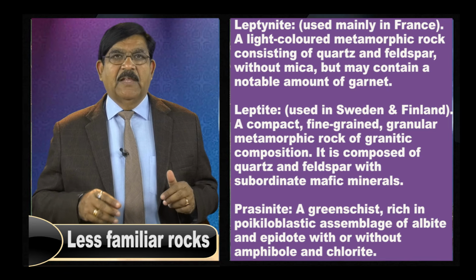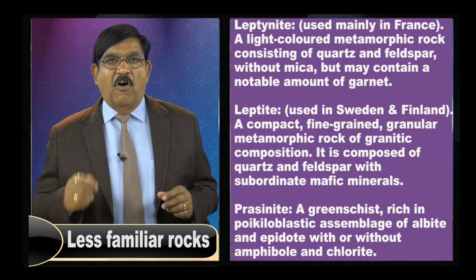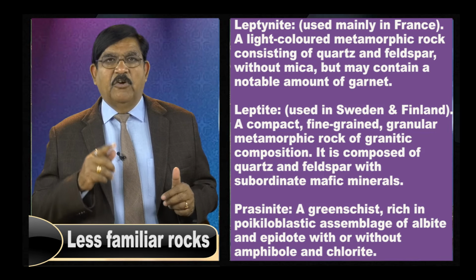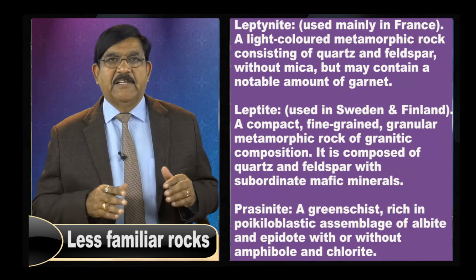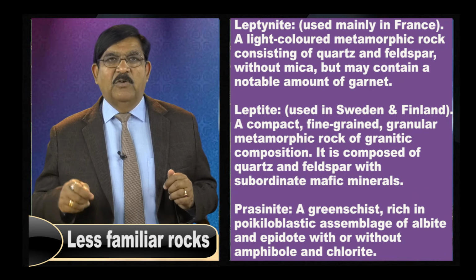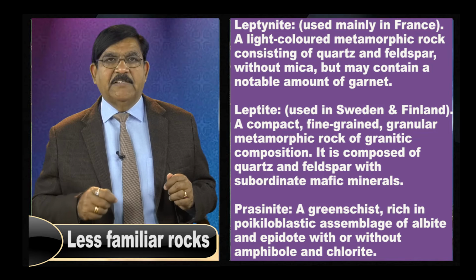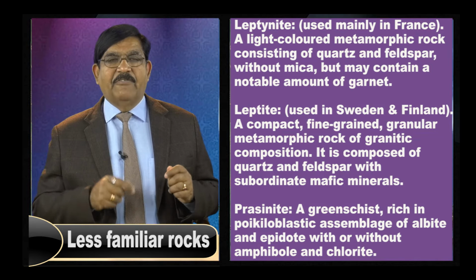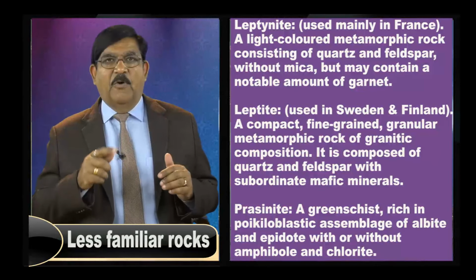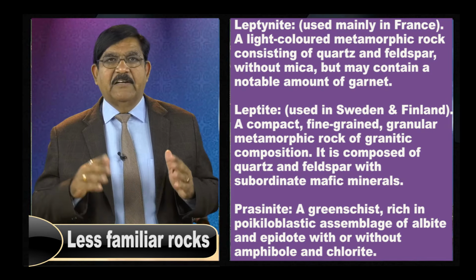Less familiar rocks. Leptynite, used mainly in France, is a light colored metamorphic rock consisting of quartz and feldspar without mica, but may contain a notable amount of garnet. Leptite, used in Sweden and Finland, is a compact fine-grained granular metamorphic rock of granitic composition. It is composed of quartz and feldspar with subordinate mafic minerals. Prasinite is a green schist rich in poikiloblastic assemblages of albite and epidote with or without amphibole and chlorite.